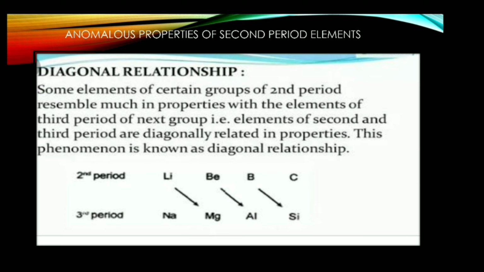Diagonal relationship means some elements of certain groups of the second period resemble much in properties the elements of the third period of the next group. That is, elements of second and third period are diagonally related in properties. So here the second period elements are lithium, beryllium, boron, carbon. Third period are sodium, magnesium, aluminium, silicon. Lithium shows properties similar to magnesium, beryllium to aluminium, boron to silicon.